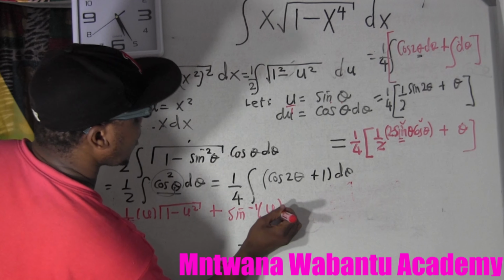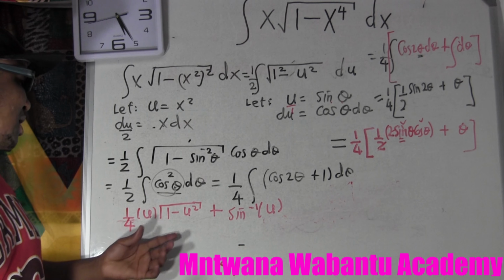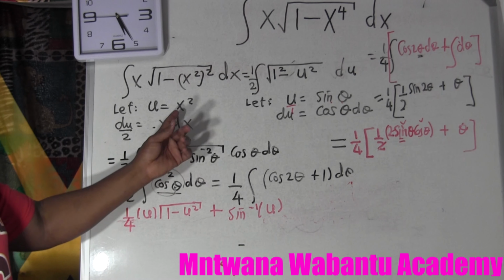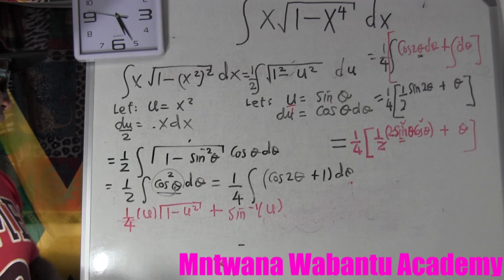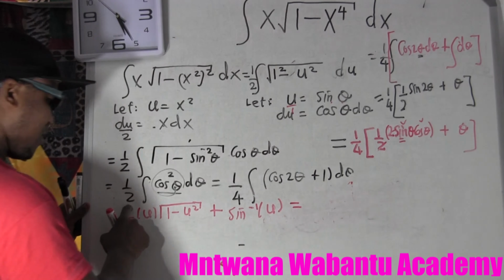And then still the question is not done, because from the question they did not give it in terms of u. They gave us in terms of x, so whatever there's a u, I replace with x squared. So here is going to be x squared, so this is going to become 1 over 4.